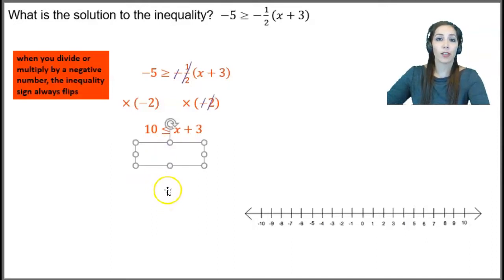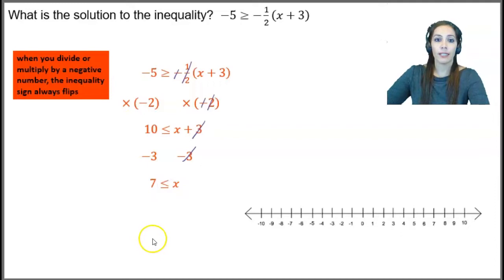From here, we want to solve for the variable x, so we're going to go ahead and subtract 3 from both sides. When I do that, the 3 will cancel out on the left, and I will get 10 minus 3, which is 7. So I have 7 ≤ x. Now I prefer to write the variable first, so I'm just going to switch that around to x ≥ 7.